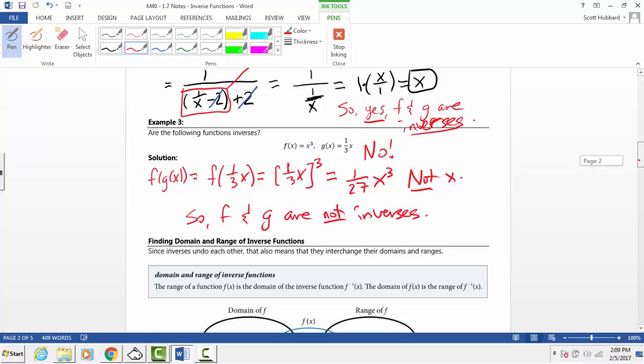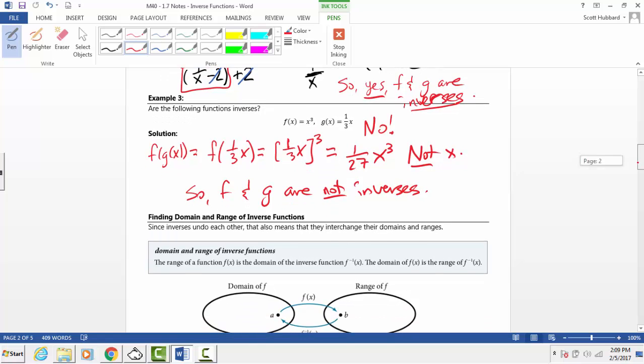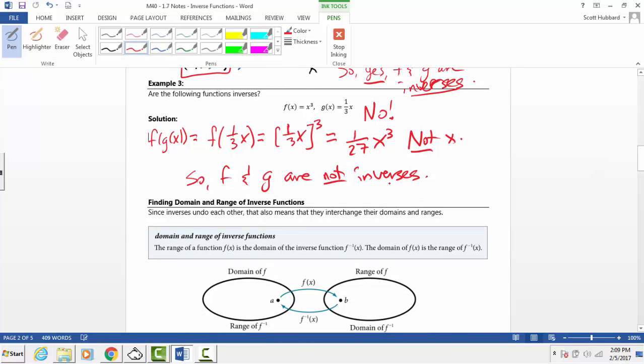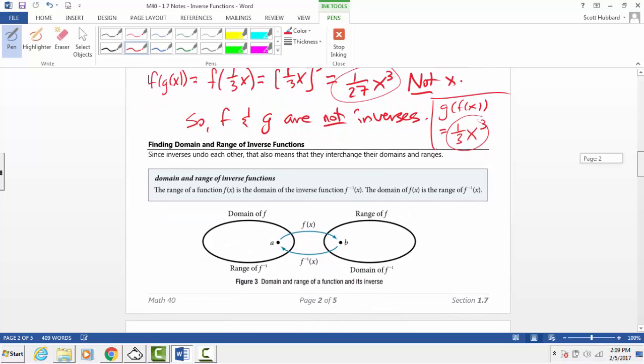Okay, hopefully you practiced that on your own and got the same answer. Okay, and if you did g of f of x, you're going to get something a little different. You're not going to get 1 over 27 x cubed. If you did g of f of x, just quickly, I won't show the work, but that's going to be 1/3 x cubed. This does not have to be the same as this, okay? But all I know is that they're not equal to x, and because they're not equal to x, they didn't cancel each other out, so they're not inverses.